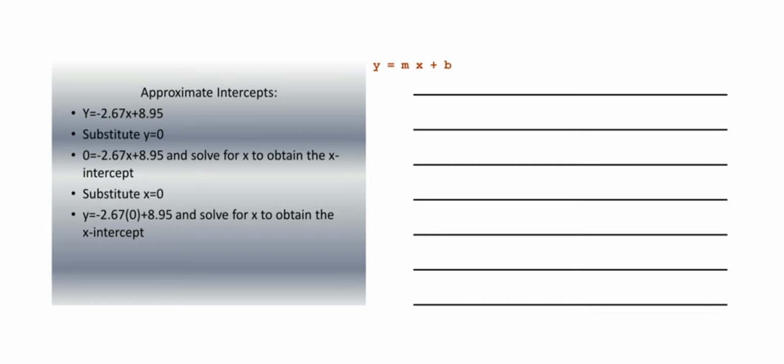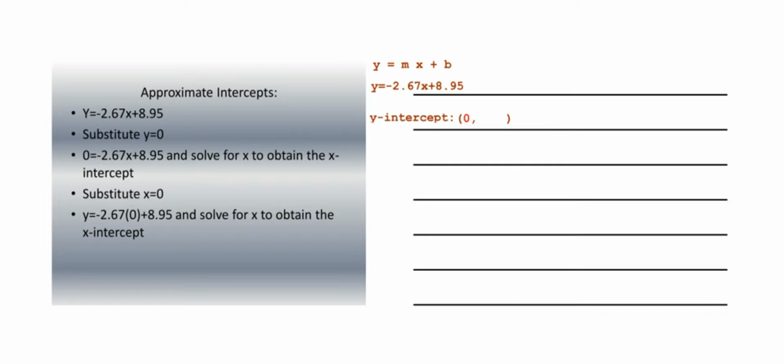Well, let's try it out. Do notice this is in the form of y equals mx plus b, which makes it a little bit easier in the long run. So let's try it out. y equals negative 2.67x plus 8.95 is the equation that we're using for this case.